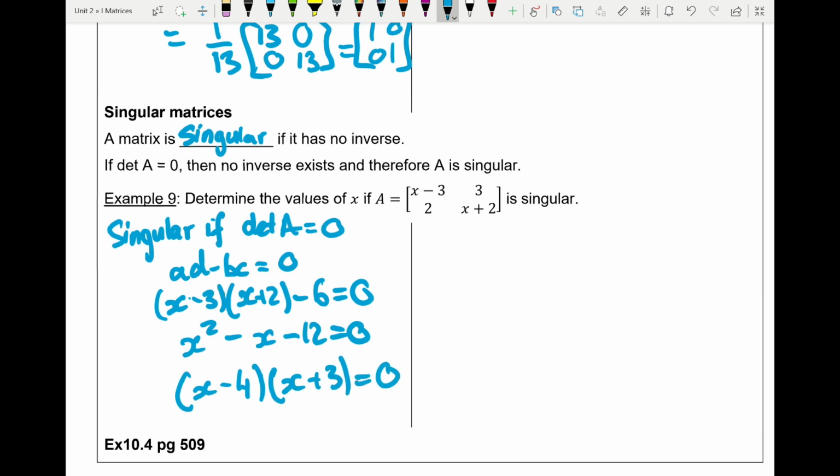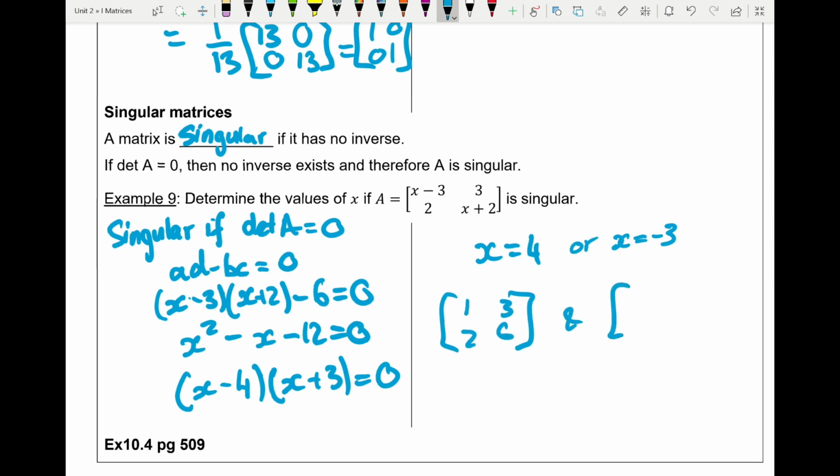And so that means that x equals 4. Sorry, I shouldn't say and, I should say or. x equals negative 3. And so we can see that the two matrices that we have here that are singular are 1, 3, 2, 6, and negative 6, 3, 2, negative 1. And we can actually test this just by looking at it. If I were to multiply the main diagonal, I'd get 6. Subtract the opposite diagonal, well, that's going to be 6 take 6.